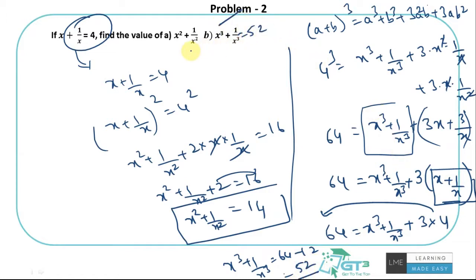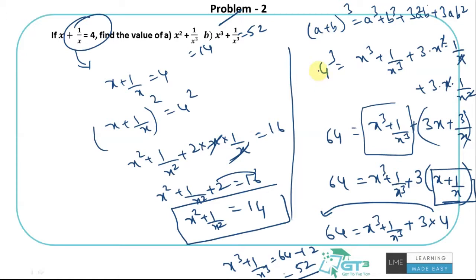So this is 52 and this is 14. All I did is use a plus b whole square and a plus b whole cube. The reason they give x plus 1 by x is for the advantage of cancelling out x into 1 by x. That's why you will see questions like this, and that's why you have to solve them.